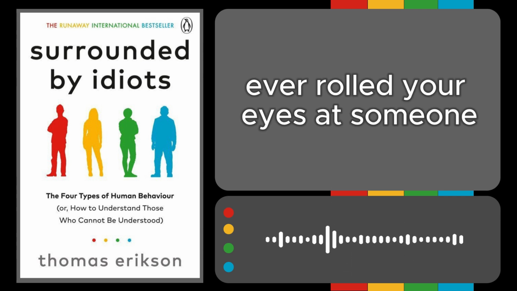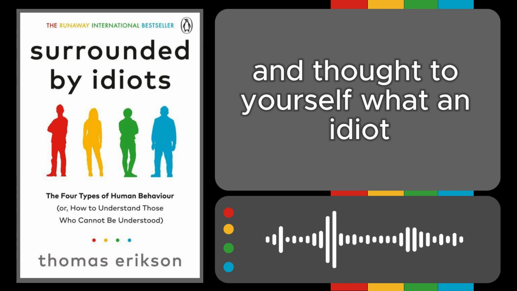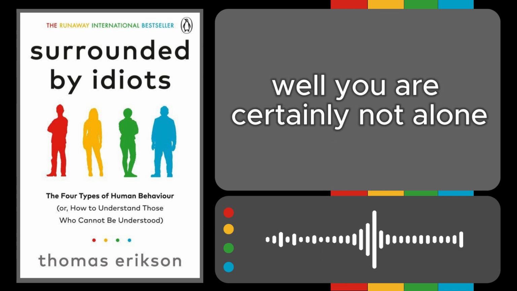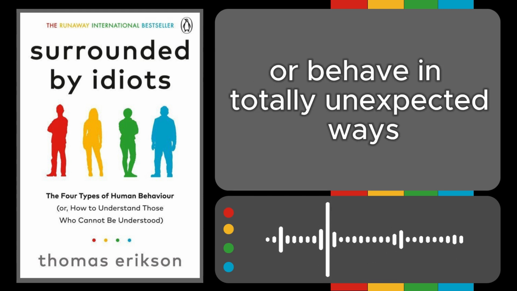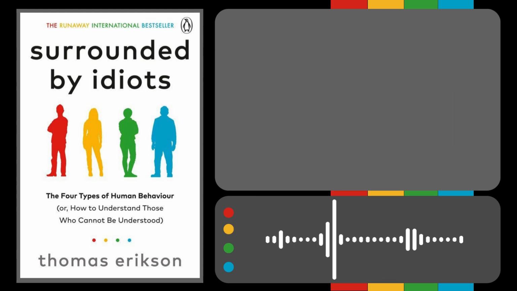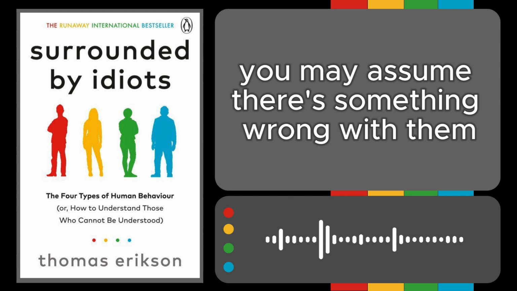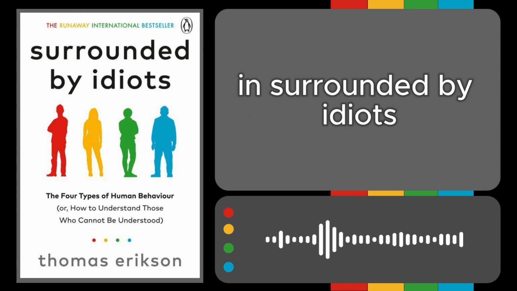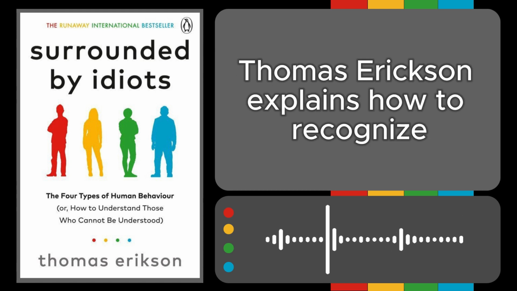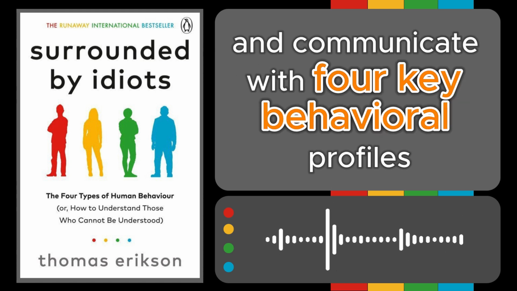Ever rolled your eyes at someone and thought to yourself, "What an idiot"? Well, you are certainly not alone. When someone cannot understand you or behave in totally unexpected ways, you may assume there's something wrong with them. The truth is, they may simply be different from you. In Surrounded by Idiots, Thomas Erikson explains how to recognize and communicate with 4 key behavioral profiles.